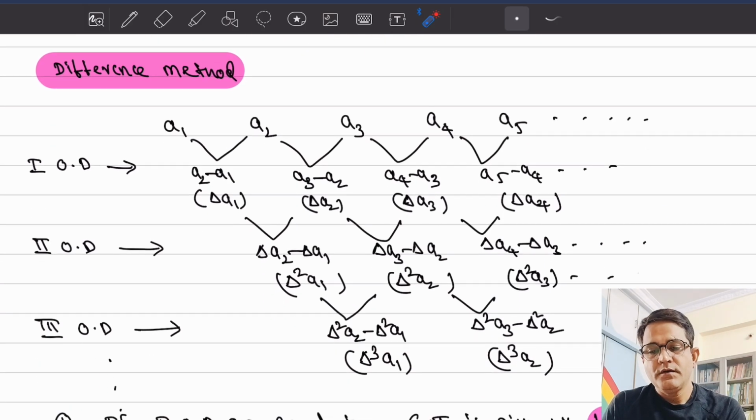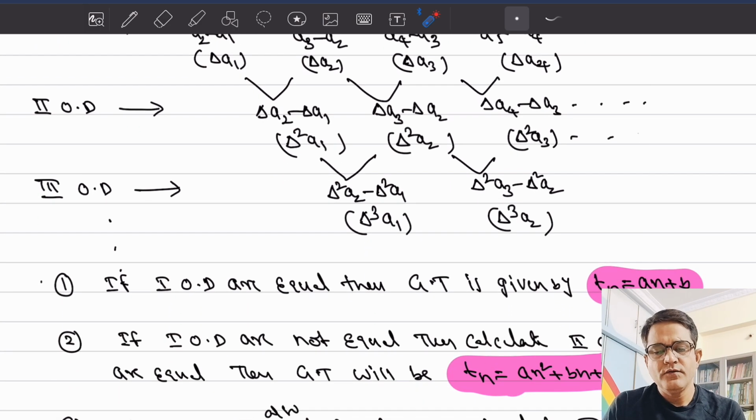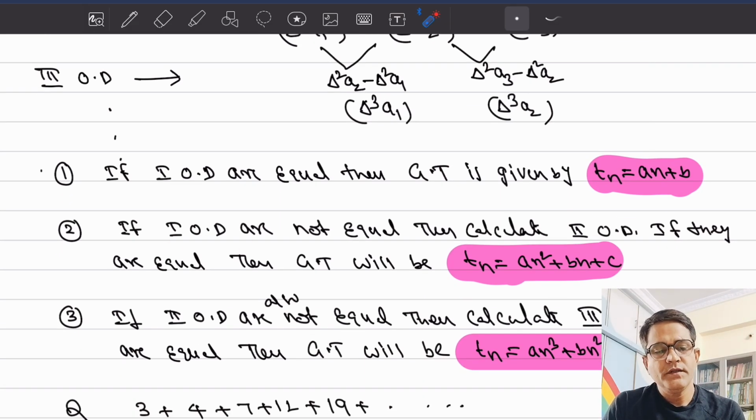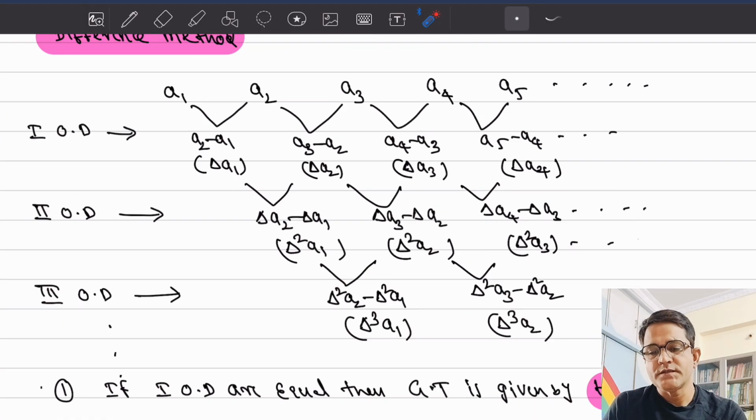We took the given sequence as A1, A2, A3, etc. We found first order differences, second order differences, third order differences, etc. If the first order differences are equal, then the general term is Tn equals an plus b. If they are not equal, then calculate second order differences. If they are equal, then Tn equals an square plus bn plus c. If second order differences are also not equal, then calculate third order differences. If they are equal, then Tn equals an cube plus bn square plus cn plus d. So this is type 1 in difference method.